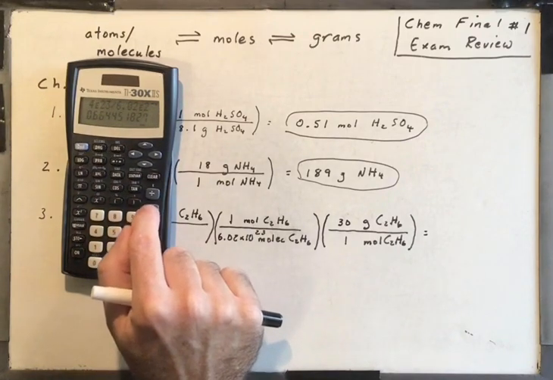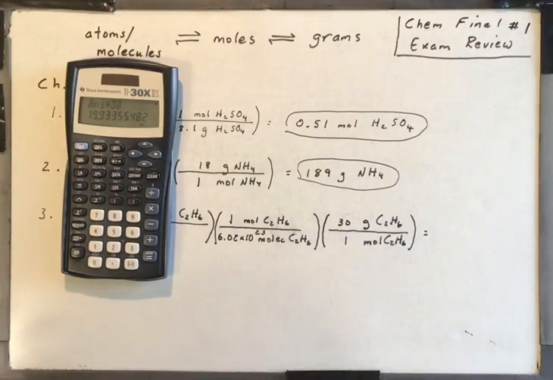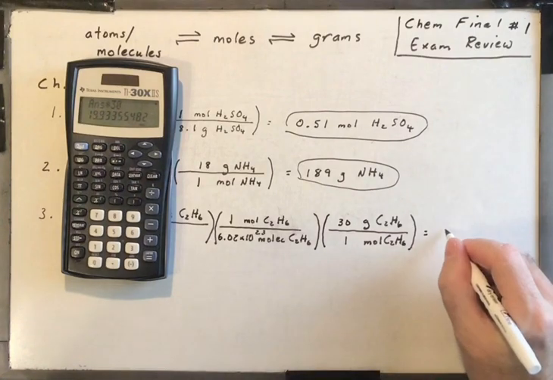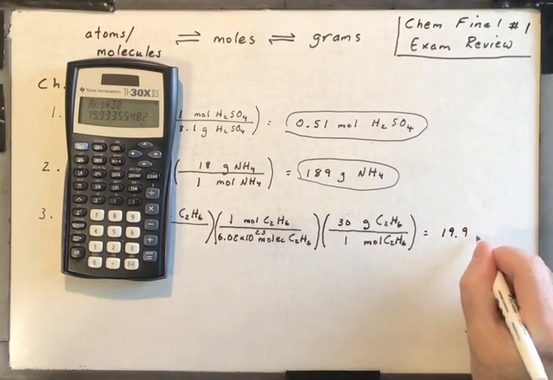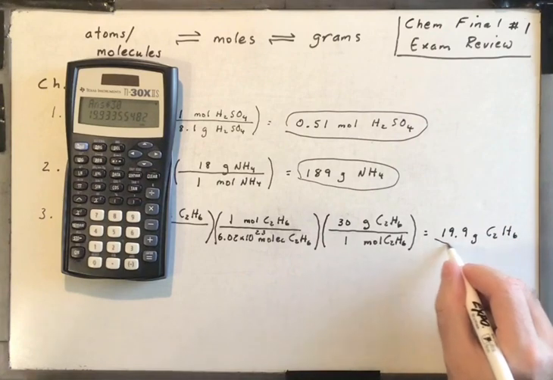All right, and then times 30 on top. That is 19.9 grams of C2H6.